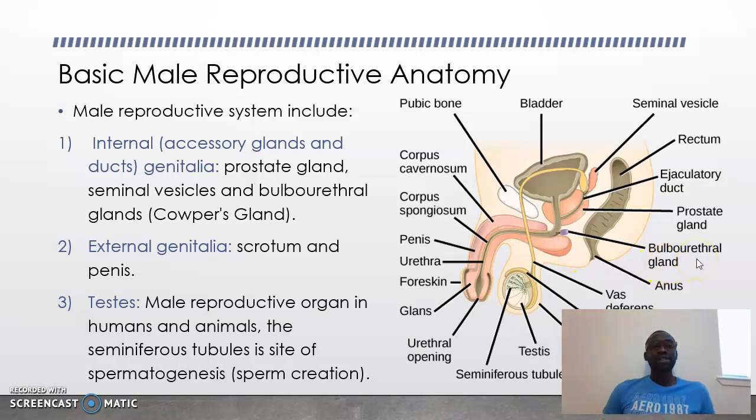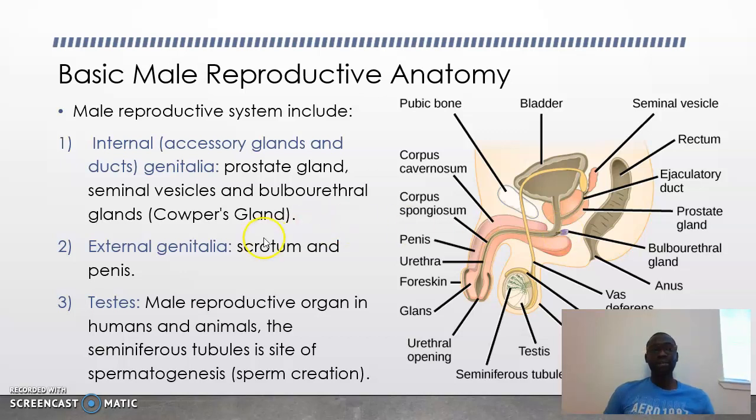So to start us off, let's go through the basic anatomy of the male reproductive system. It is divided into three main anatomical areas. The first part is the internal genitalia, which includes the accessory glands and ducts: the prostate gland is here, the seminal vesicle is just above it, and the bulbourethral gland is this small gland over here, also called Cowper's gland in some other literature.